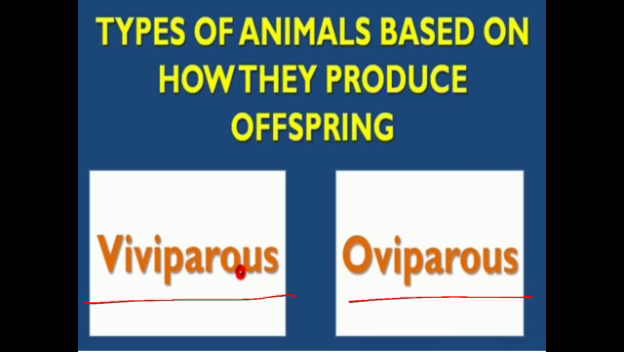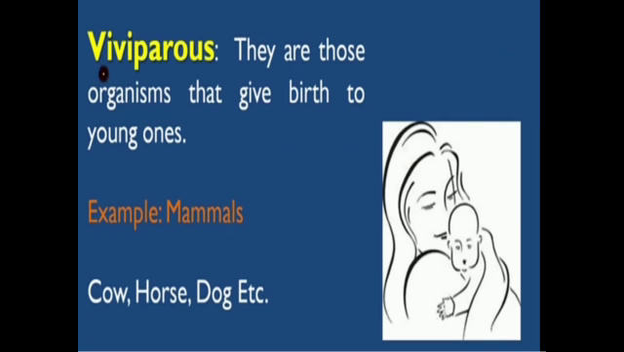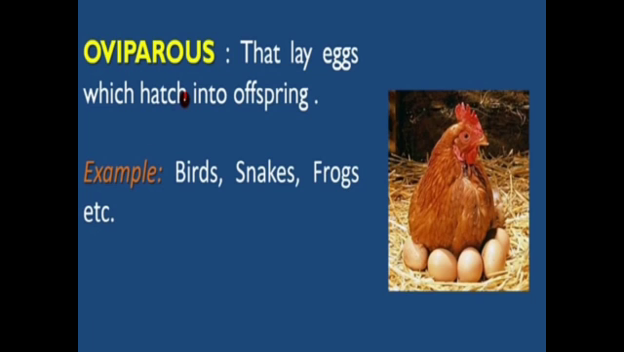Okay, so let's study first about viviparous. As I told you, they are those organisms that give birth to young ones. Examples are mammals like cow, horse, dog, etc., as you can see in the figure also. We humans are also viviparous.